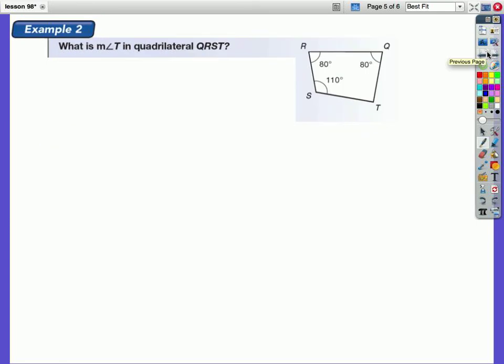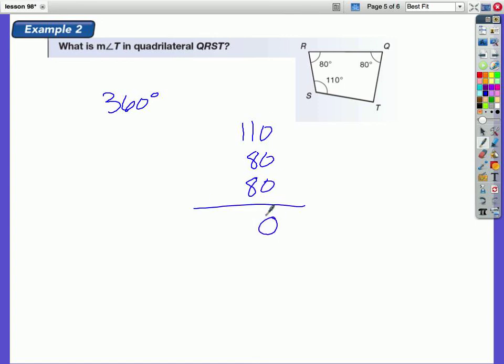Now if we look at a quadrilateral, I want to find angle T. Remember, in a quadrilateral, the sum of our angles add up to be 360 degrees. So I'm going to have to take the sum of all my other angles, add them up, subtract it from 360, that'll give me my missing angle T. So I have 110, 80, and 80. Add them up. I have 270 degrees. Okay, subtract that from 360.